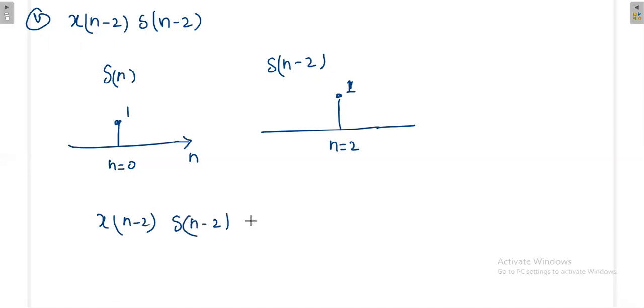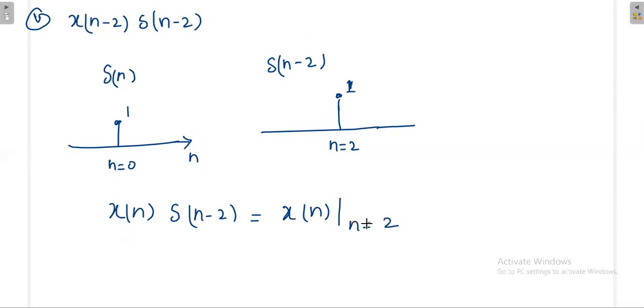Before going to this, suppose you take x of n and multiply it with del of n minus 2. Then what would be the answer? The answer would be the value of x of n only at n equal to 2. Because in x of n you may have any number of samples, no problem, but this signal has a sample only at n equal to 2, where it provides 1. So finally you capture the sample present only at n equal to 2. From the original signal, we pick up the sample only at n equal to 2, so x of 2 will be the answer.